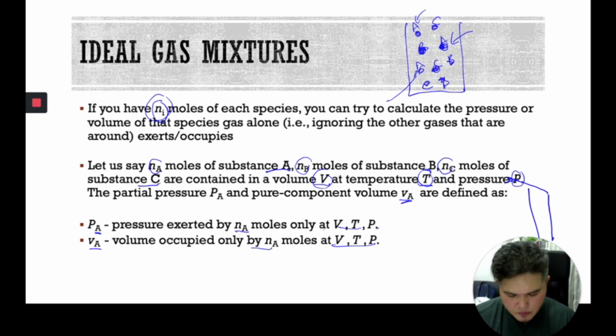Similar to B, similar to C. If you are asked what is the partial pressure of C, we just calculate the pressure exerted by these molecules of C at the container wall of the gas. So that is what we actually calculate as partial pressure for a certain component.